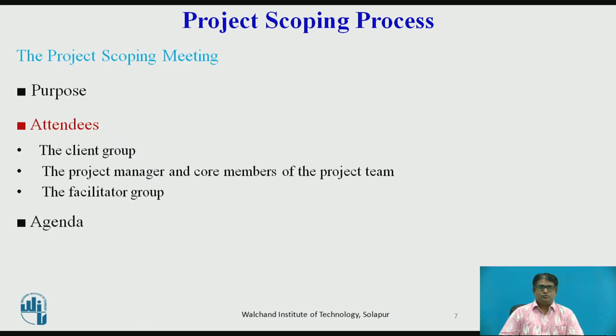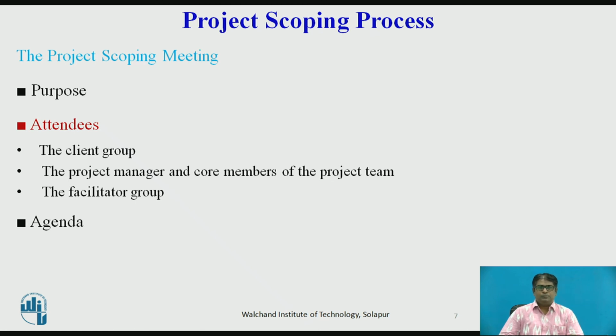The project scoping meeting. You have a variety of ways to conduct it. The first is purpose. The scoping meeting has two purposes. The first is to create a requirements breakdown structure, that is RBS. The second is to draft the POS, and the RBS is used to help the team decide which project management approach is the best fit for this particular project.